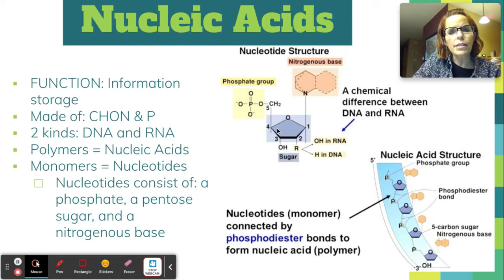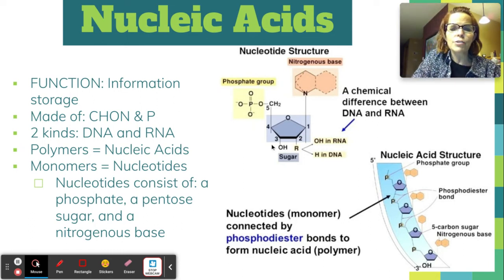The second part is the pentose sugar. Pentose simply means it's a five-sided sugar. In DNA, the name of the sugar is deoxyribose. In RNA, the name of the sugar is ribose, and they're slightly different, and it's showing you the slight difference in those two. And then the nitrogenous base is up here. What the word nitrogenous simply means is it has nitrogen in it.